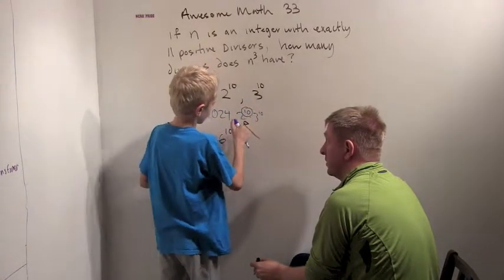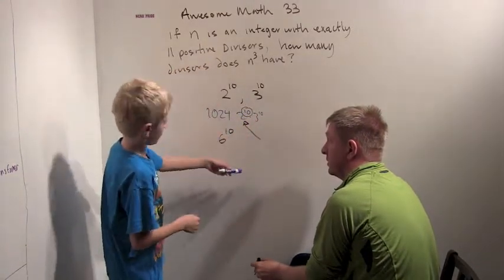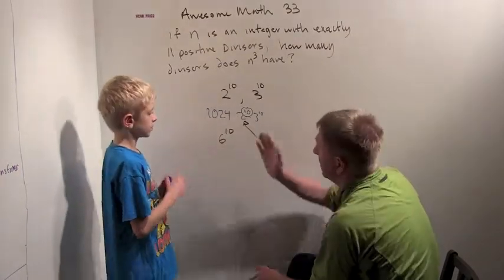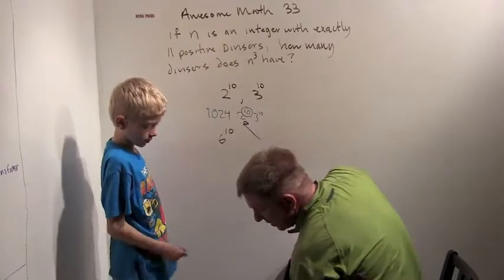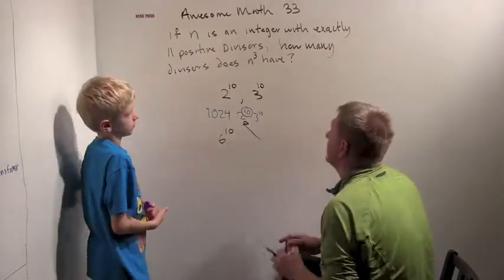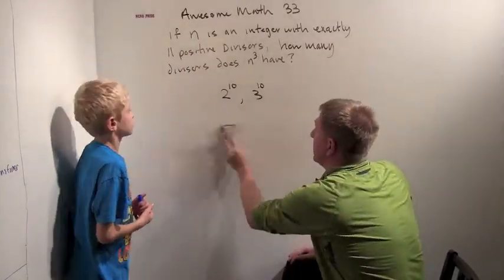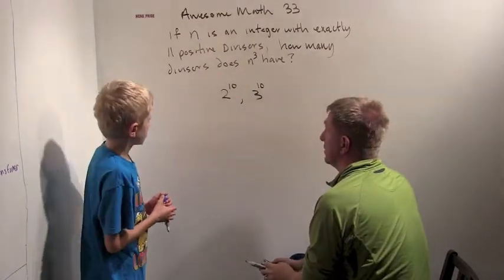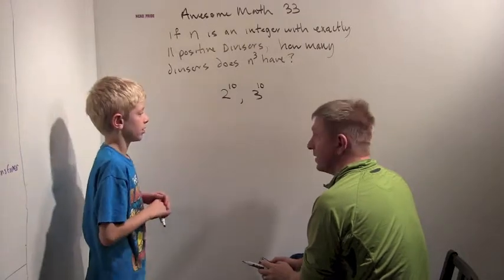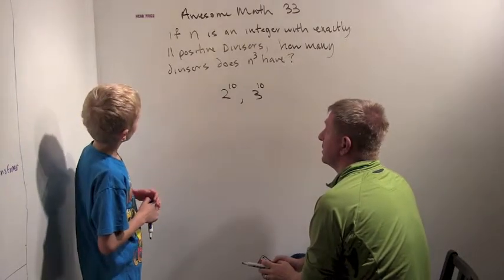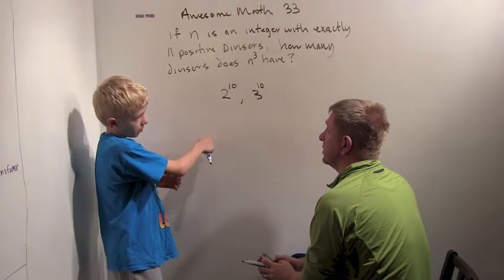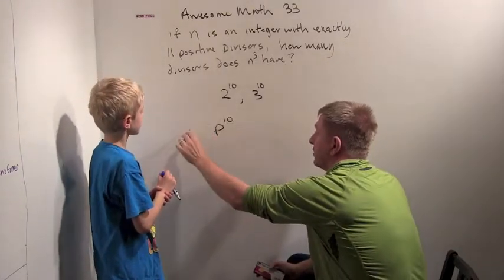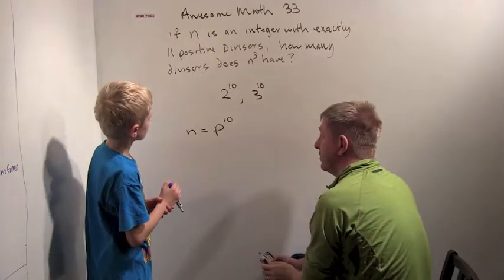Because we can have divisors all the way from 2 to the 0 to 2 to the 10th. Right, that's exactly right. High five. Okay, so we see our number has to be of a special form. What special form does our number have to be? Well, it has to have the 10th power. Yeah, anything else special about our number n? And it has to be prime. A prime to the 10th. So n equals a prime to the 10th power. Good reasoning.